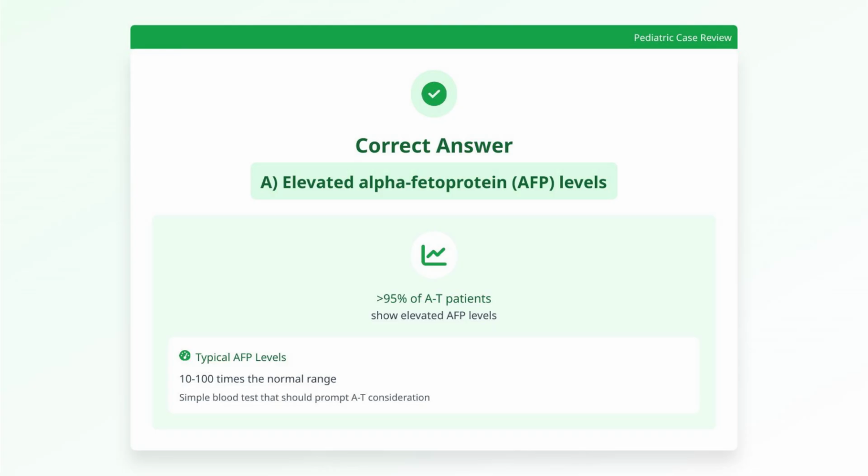Elevated alpha-fetoprotein levels are the most specific laboratory finding for ataxia telangiectasia, present in more than 95% of patients. AFP levels are typically 10 to 100 times the normal range. This is a relatively simple blood test that should prompt consideration of ataxia telangiectasia in any child with unexplained progressive ataxia, even before the appearance of telangiectasias.